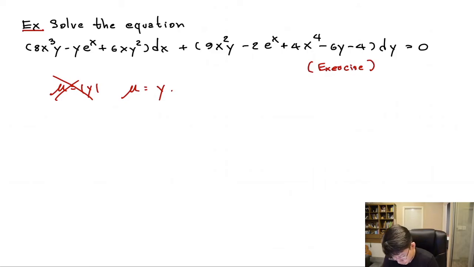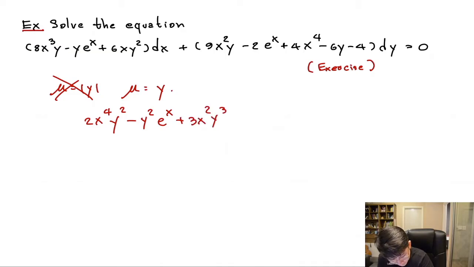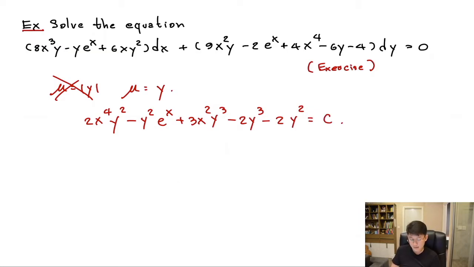Okay, and the solution is 2x y squared minus y squared e to the x plus 3x squared y cubed minus 2y cubed minus 2y squared equals c. And that is the solution. Just try it. If we have time, we can do that in our live class.